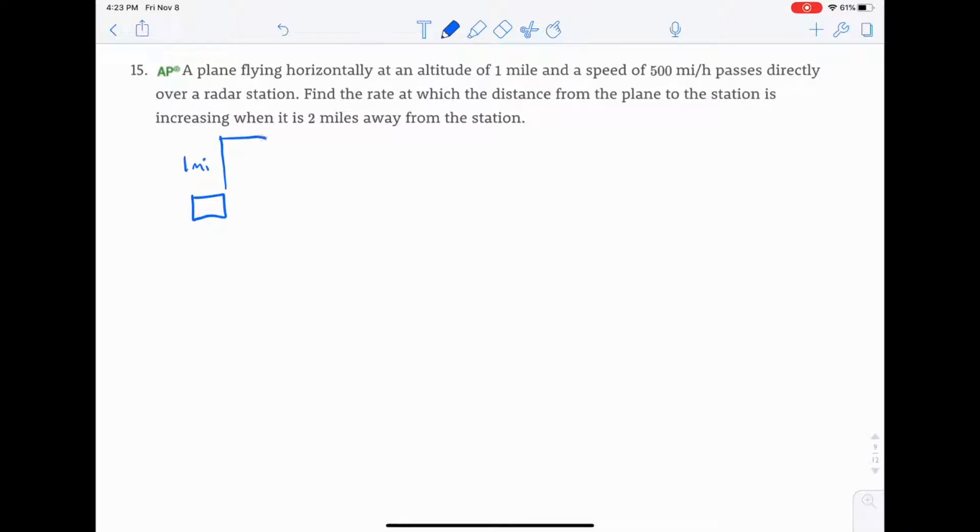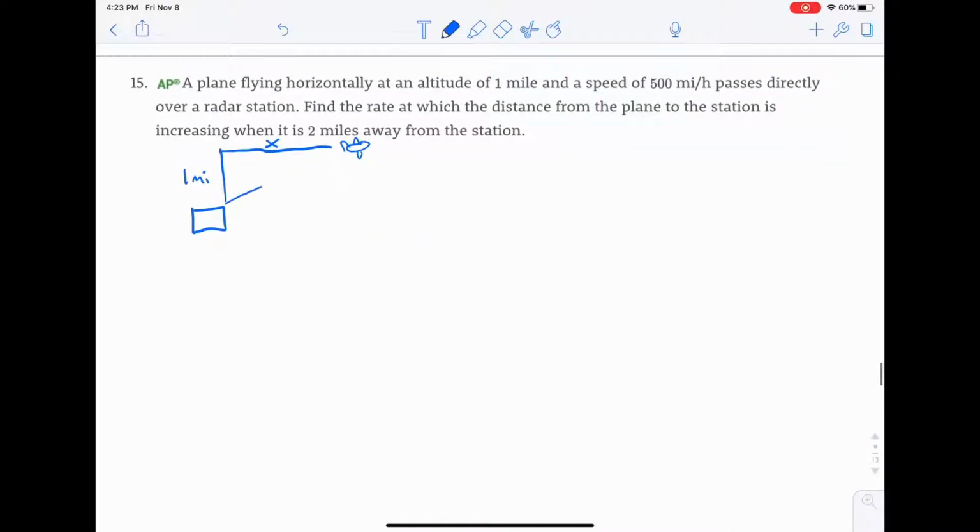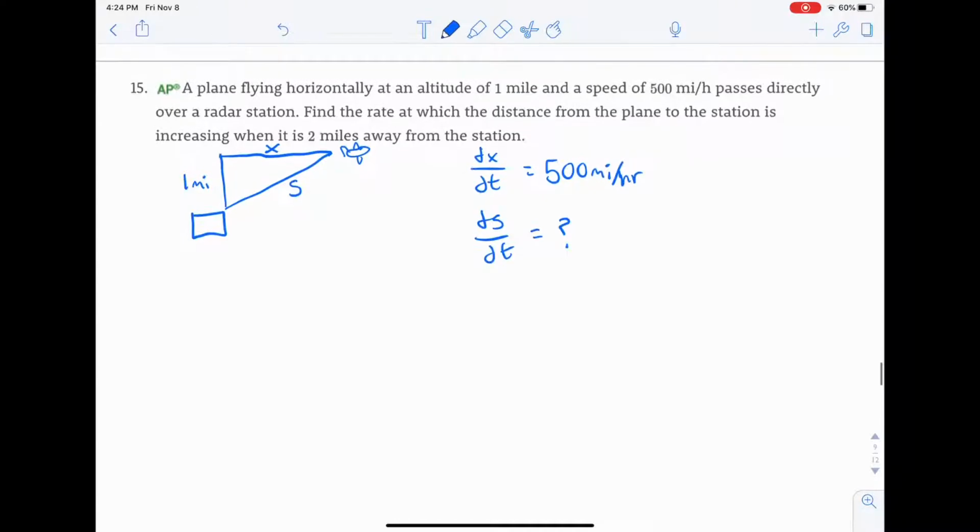Your plane is traveling horizontally. Here's our little plane. And then we'll call this distance x. And the distance from the station to the plane, we'll just go ahead and call that s. So we want to find our givens. We know that the speed of the plane, which would be our dx/dt, equals 500 miles an hour. And then we are looking for ds/dt. And we know that s is 2 miles.